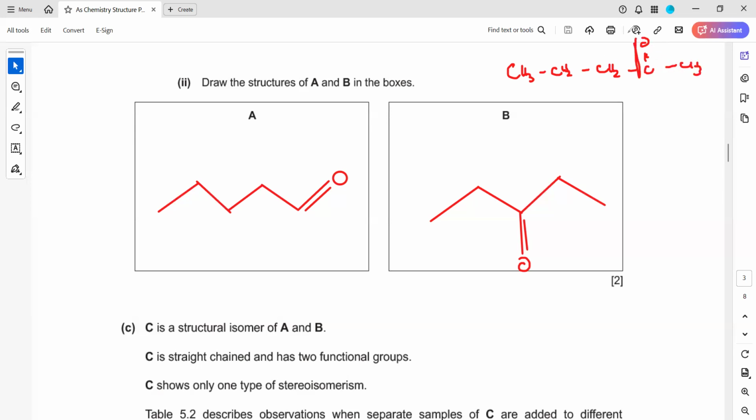Because if I draw a ketone like this, next to the ketone is a methyl group. And this, with iodine, was giving a negative result. When alkaline iodine was added, it was giving a negative result. So it means there is no methyl group next to the carbonyl group. That's why the only possibility is that it could be there at the center. I cannot put it here either, because again it will have a methyl group next to the carbonyl group.